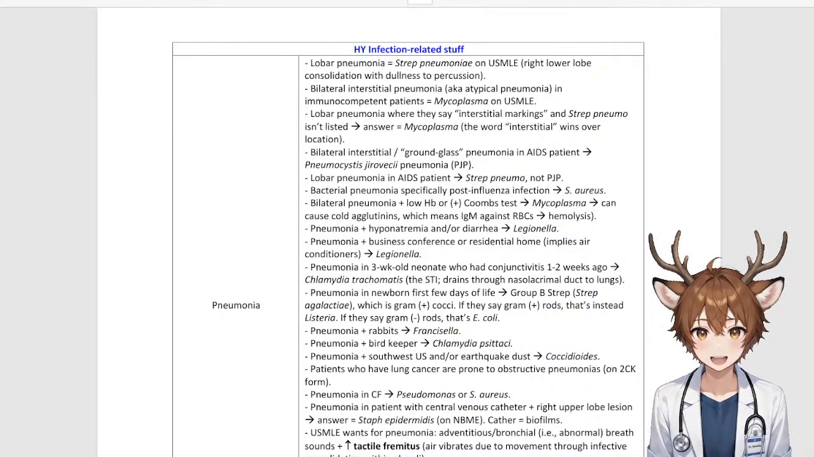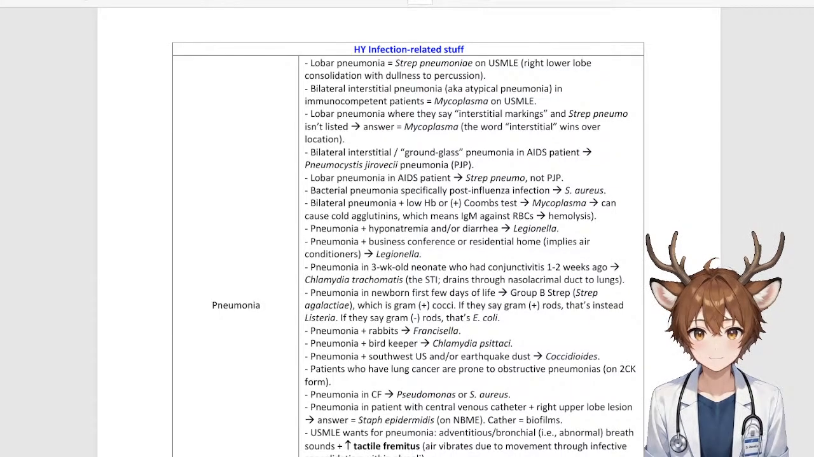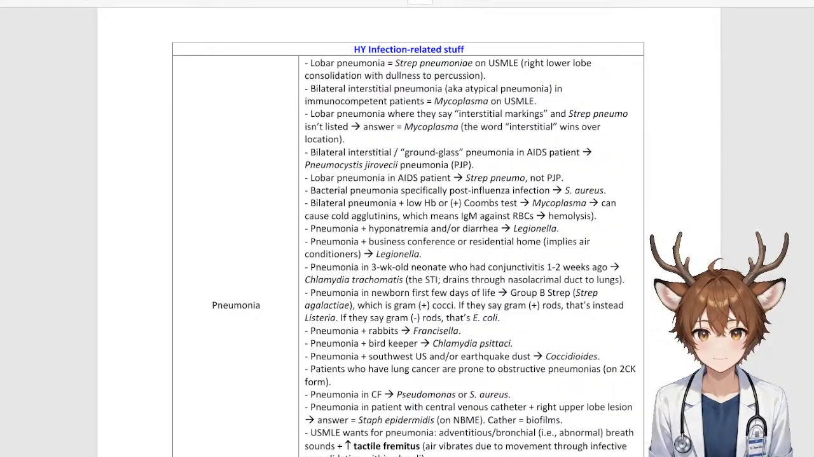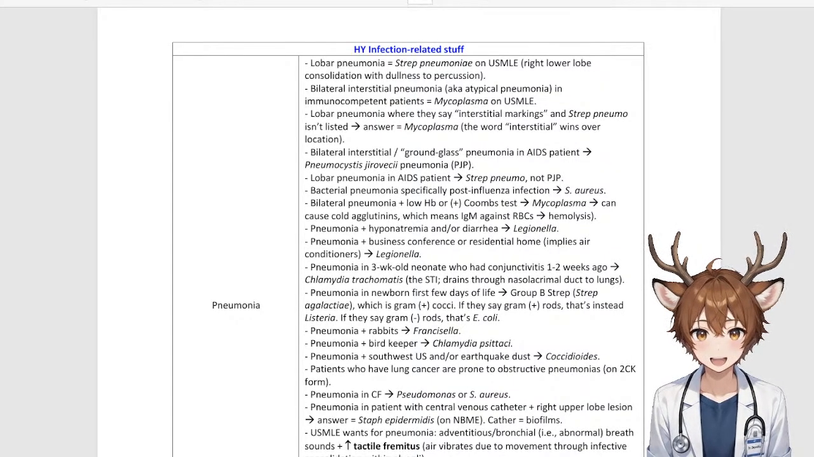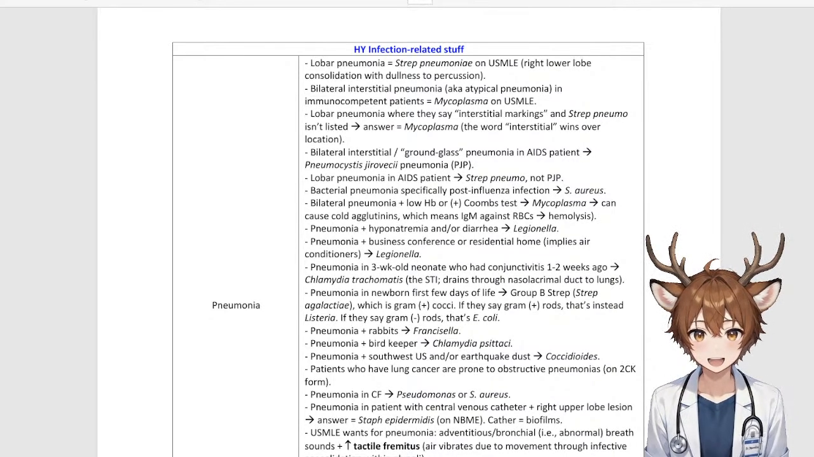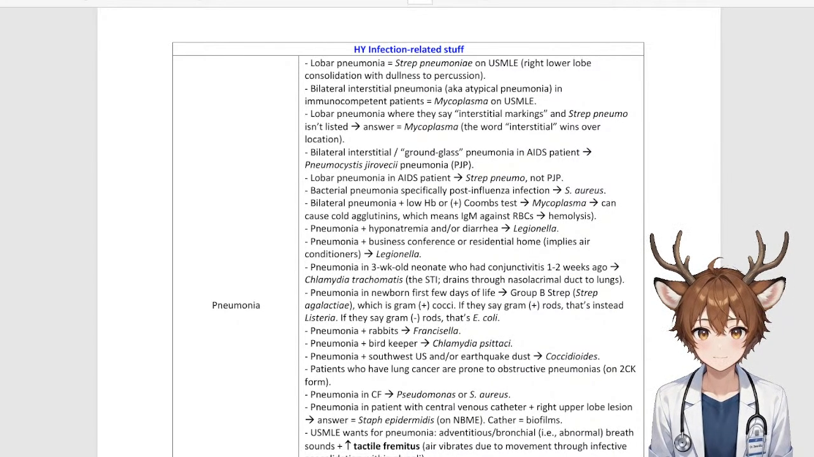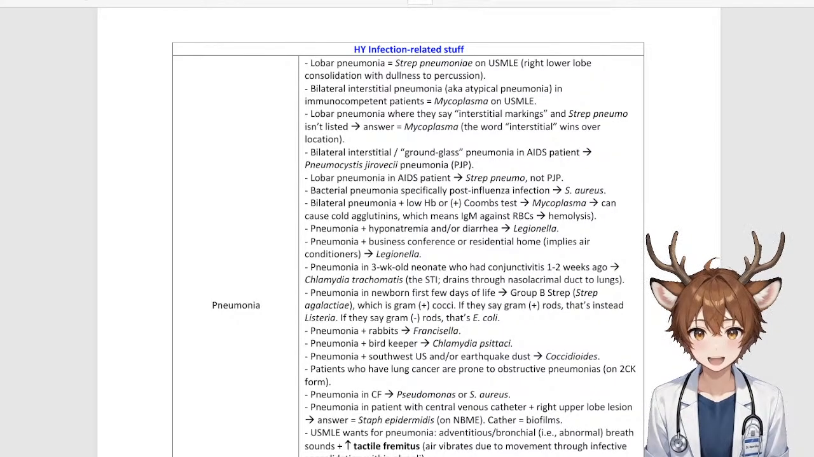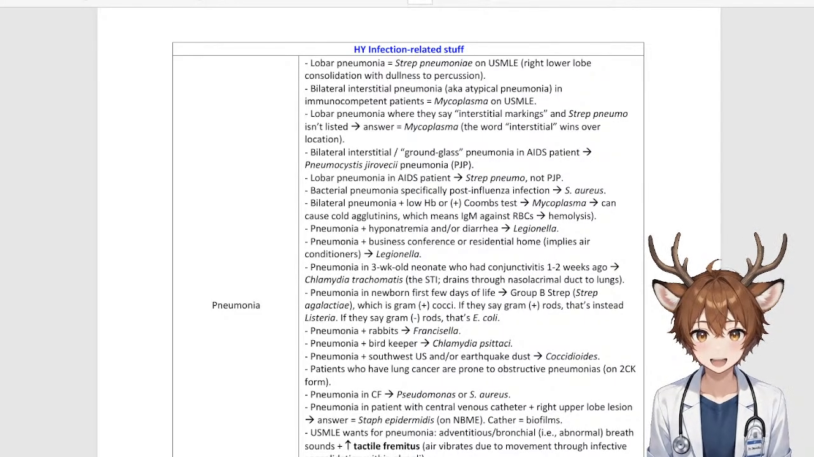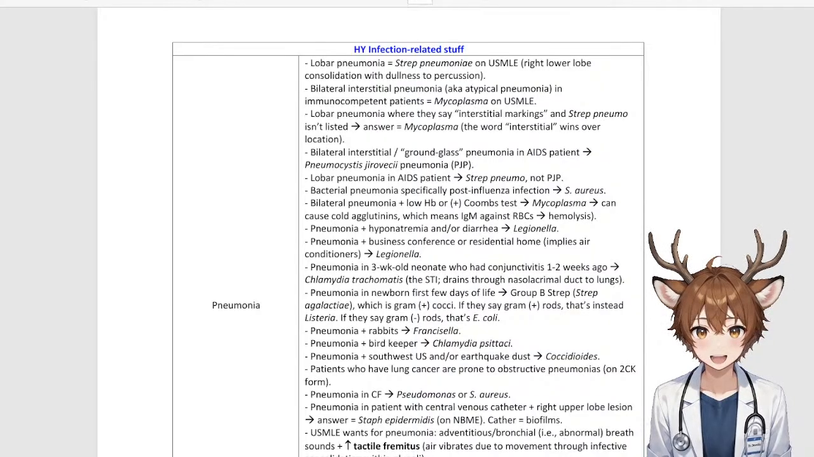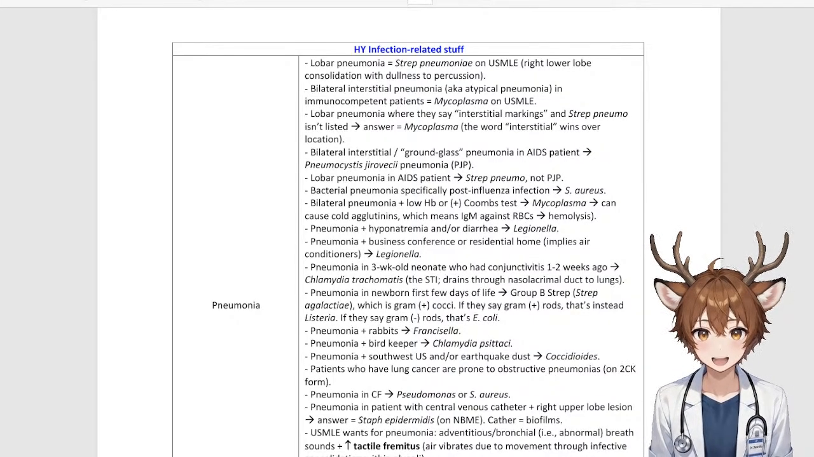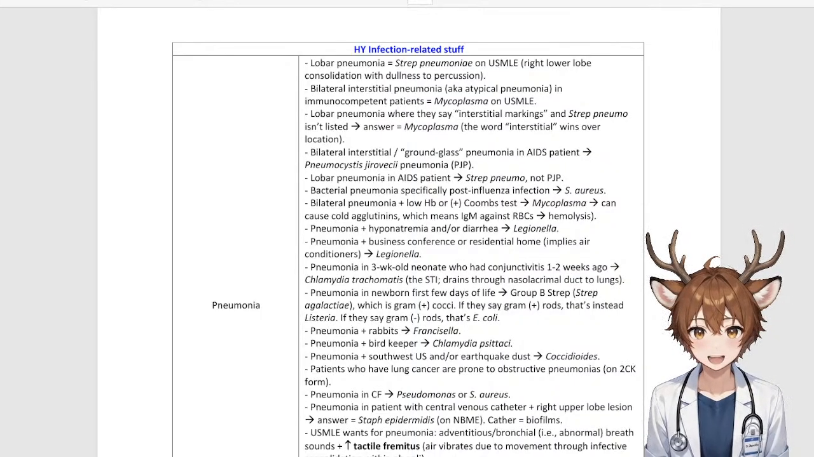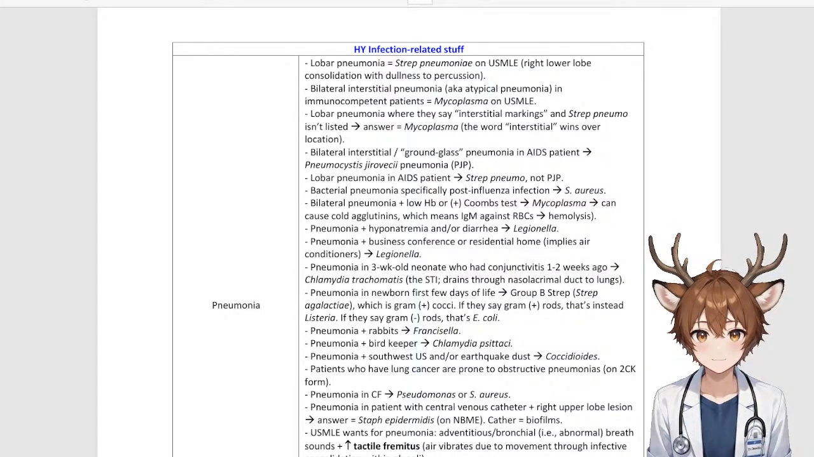Pneumonia plus bird keeper is Chlamydia psittaci. Pneumonia of the southwest United States and or earthquake dust is Coccidioides. The patient who has a lung cancer or is prone to obstructive pneumonia on 2CK form. Pneumonia in CF would be Pseudomonas plus or Staph aureus. Pneumonia in patients with central venous catheter plus right upper lobe lesion would be the answer of Staph epidermidis on NBME. Catheter equals biofilms, or I would assume they mean catheter.